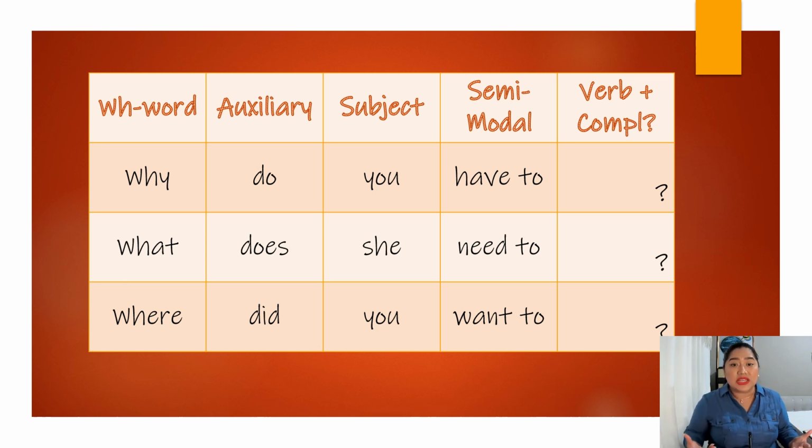So the subject, it's a pronoun or a noun. You know that. And then we use that semi-modal. Have to, need to, want to. For example, why do you have to? What does she need to? Where do you want to? Where do you wanna? And don't forget, we need a verb and a complement.